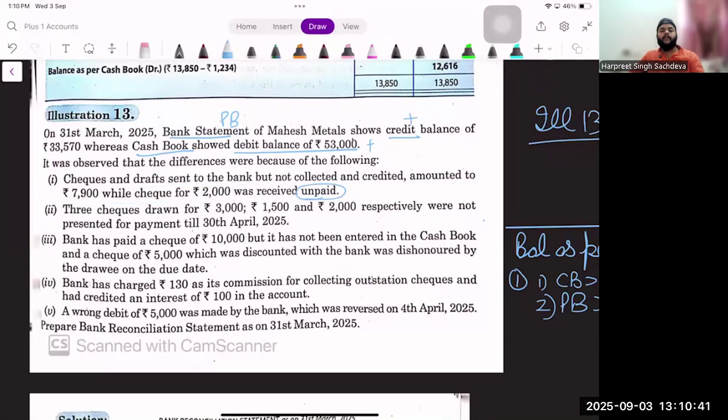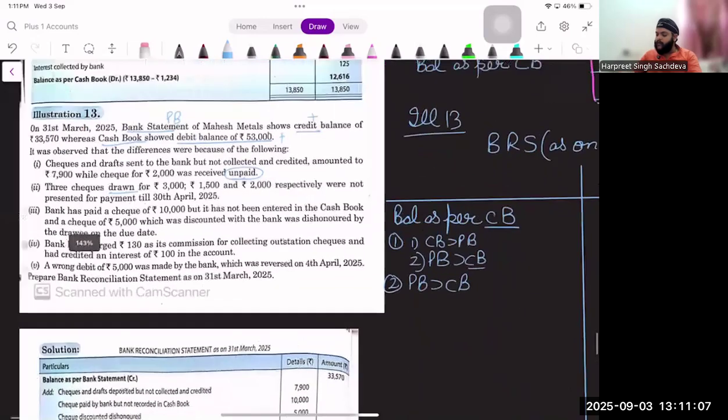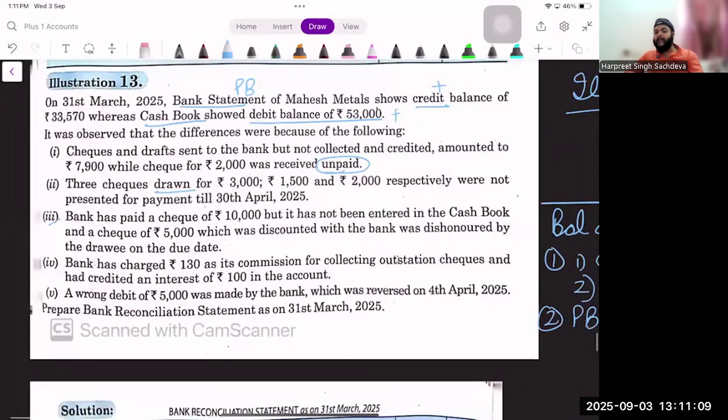Next point, three. Checks drawn for 3,000, 1,500 and 2,000 were not presented for payment till 30 April. We are doing BRS on 31st March. These checks were not presented for payment. These are drawn checks, means issued, and till 30 April payment has not been made, meaning passbook is again greater than cash book. For this point, passbook is greater than cash book and cash book is smaller, so we will add 6,500.